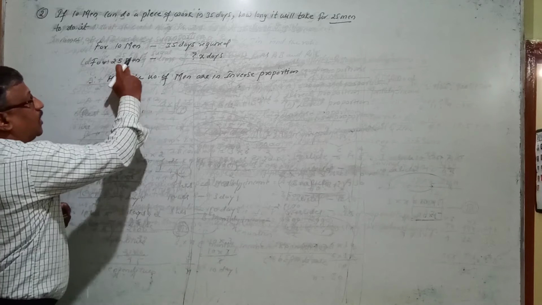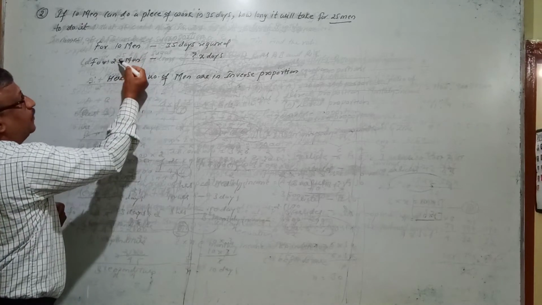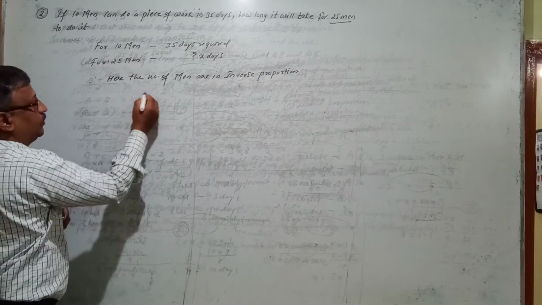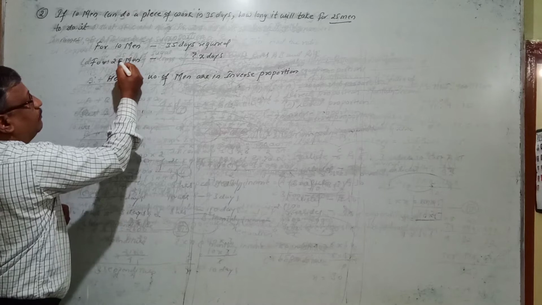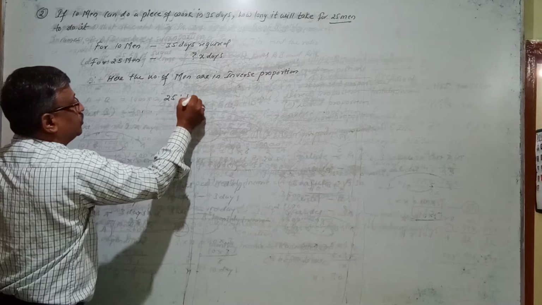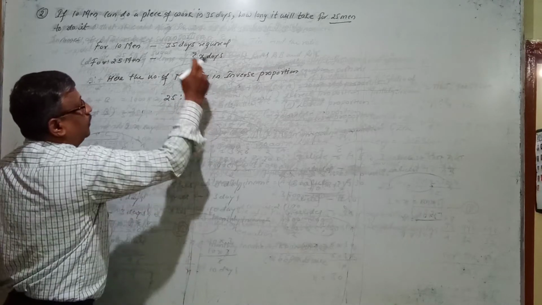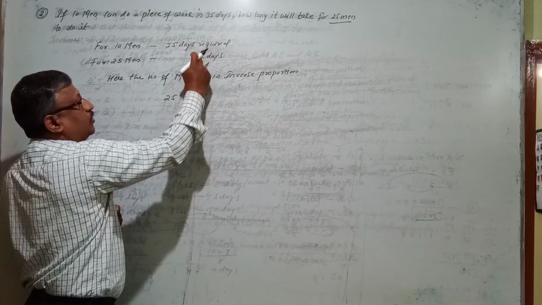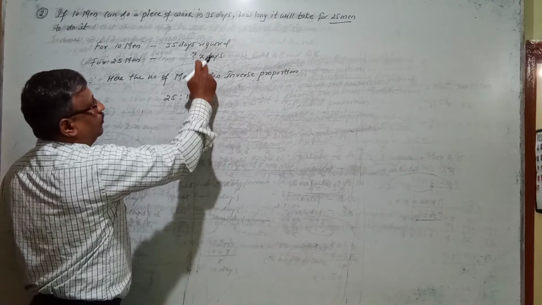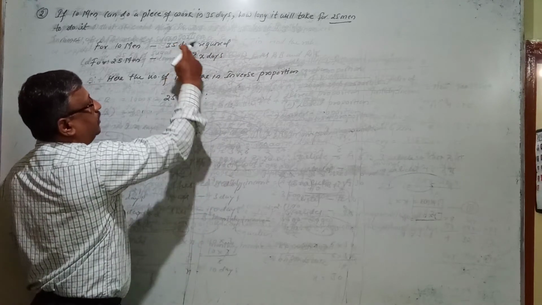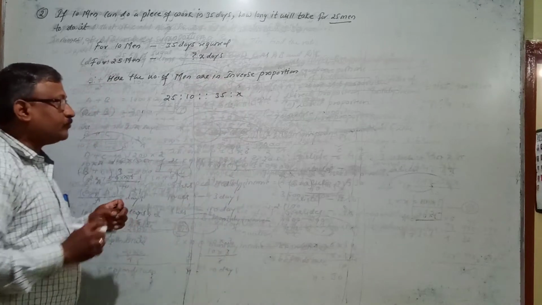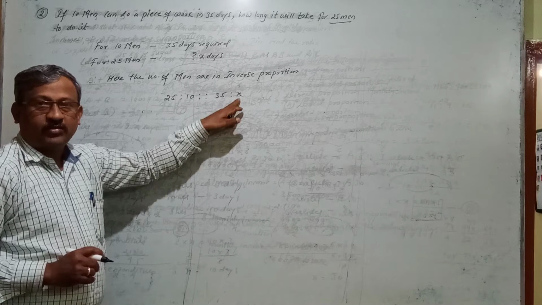Now the number of men are in inverse proportion, so instead of writing 10 is to 25, I said you have to write 25 is to 10, because it is inverse, you have to write the opposite ratio. So the ratio of men will be written as 25 is to 10 equal to, and then the number of days ratio. The last ratio is always written in which proportion? Direct proportion only. So it is written as 35 is to x. And to determine the last term, we have to use that rule.